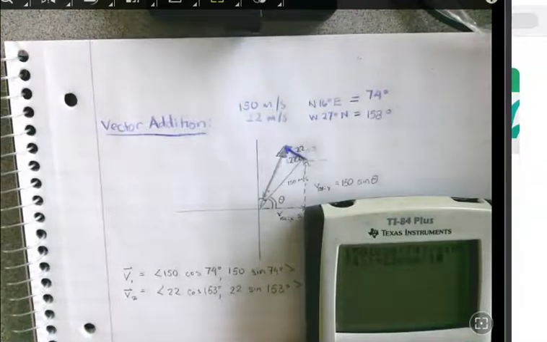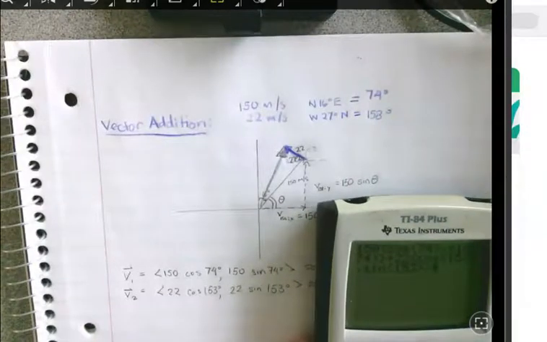Cosine, check the quadrant, 153 degrees. What did I forget? Oh, that's right. I'm not just doing one, I'm doing two. Cosine. Vector. Cosine, that's better. 153 degrees. Close your parentheses. Put in your comma. Sine. 153 degrees. Close your parentheses. Close your vector. Proofread, proofread, proofread. Enter. Bam. Final answer. There is your resultant velocity.